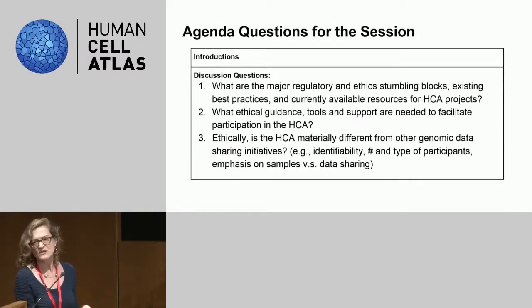But these are some of the questions we did address in the session, and they include what are the major regulatory and ethical stumbling blocks that exist right now? Are there best practices, and what are the available resources? What guidance and tools can the HCA support members who want to participate? And this was a particularly important topic for many that were in the room.